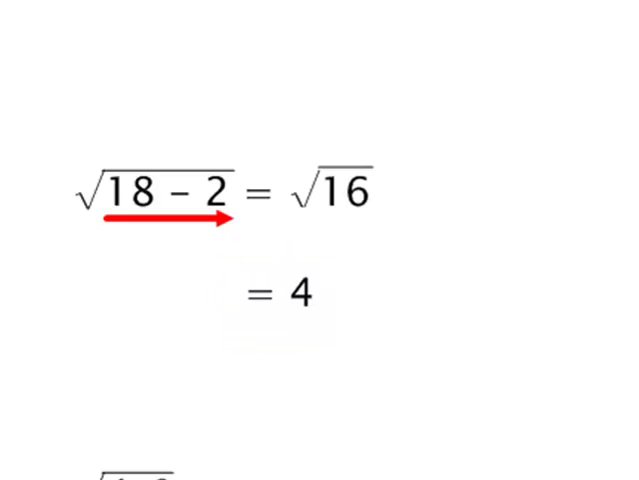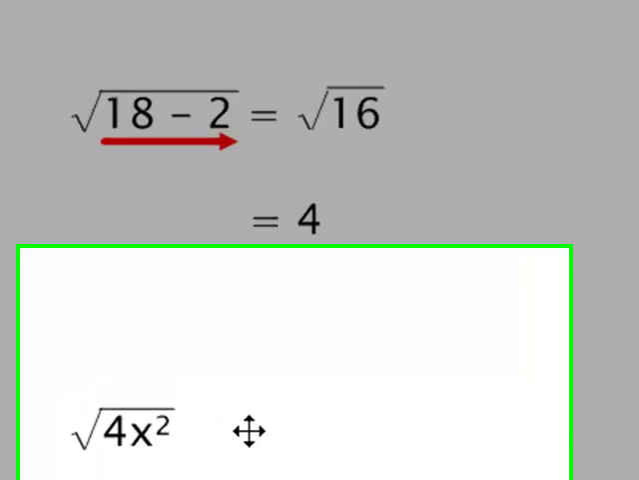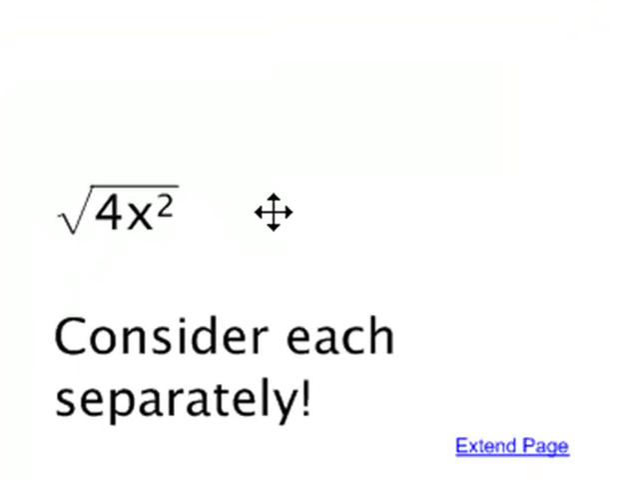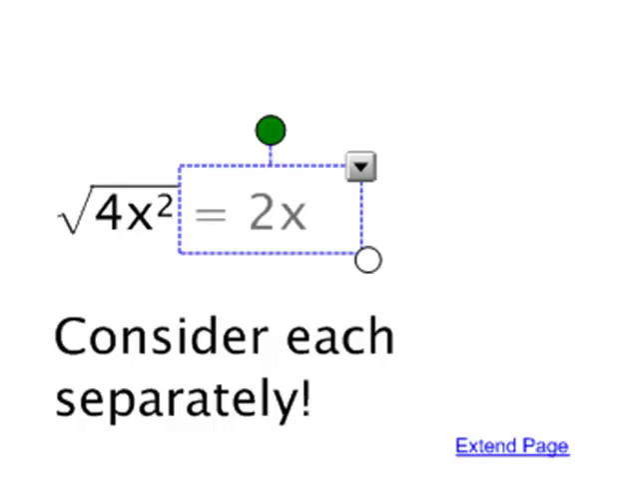Our next example has another expression under the square root sign. We have 4x squared. We need to consider each separately, which means we must take the square root of 4 and we must take the square root of x squared. Well, one number that multiplies by itself to get 4 is 2. And a number that multiplies by itself to get x squared is x. So we're left with 2x.